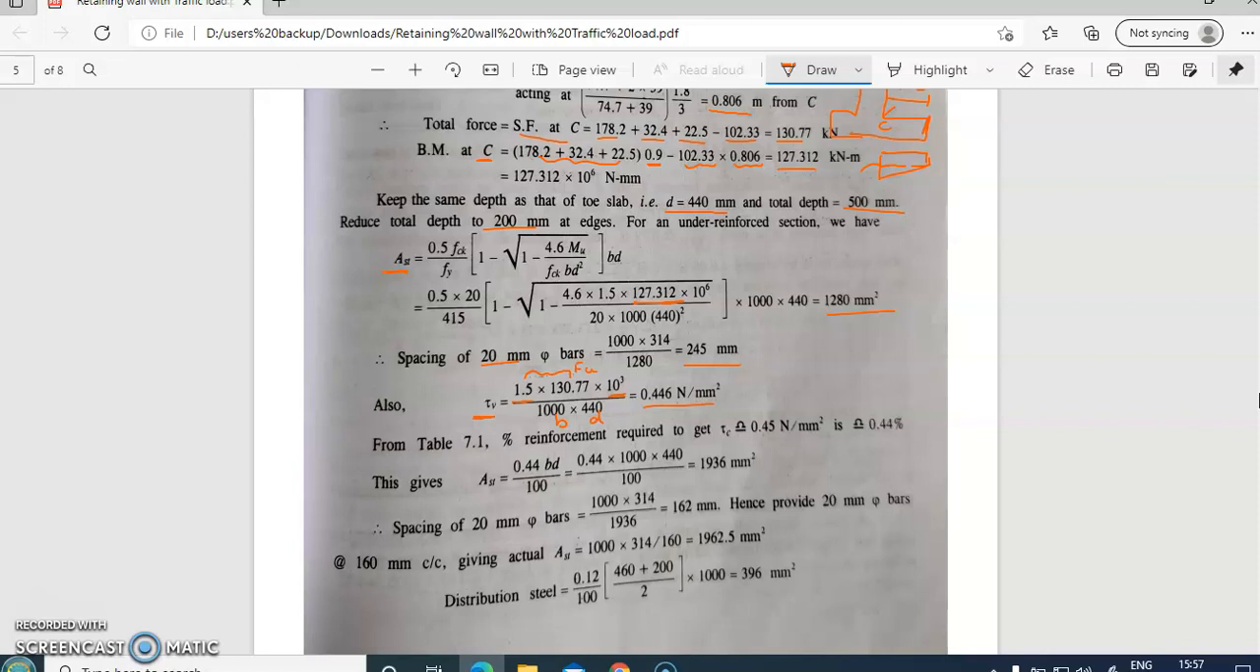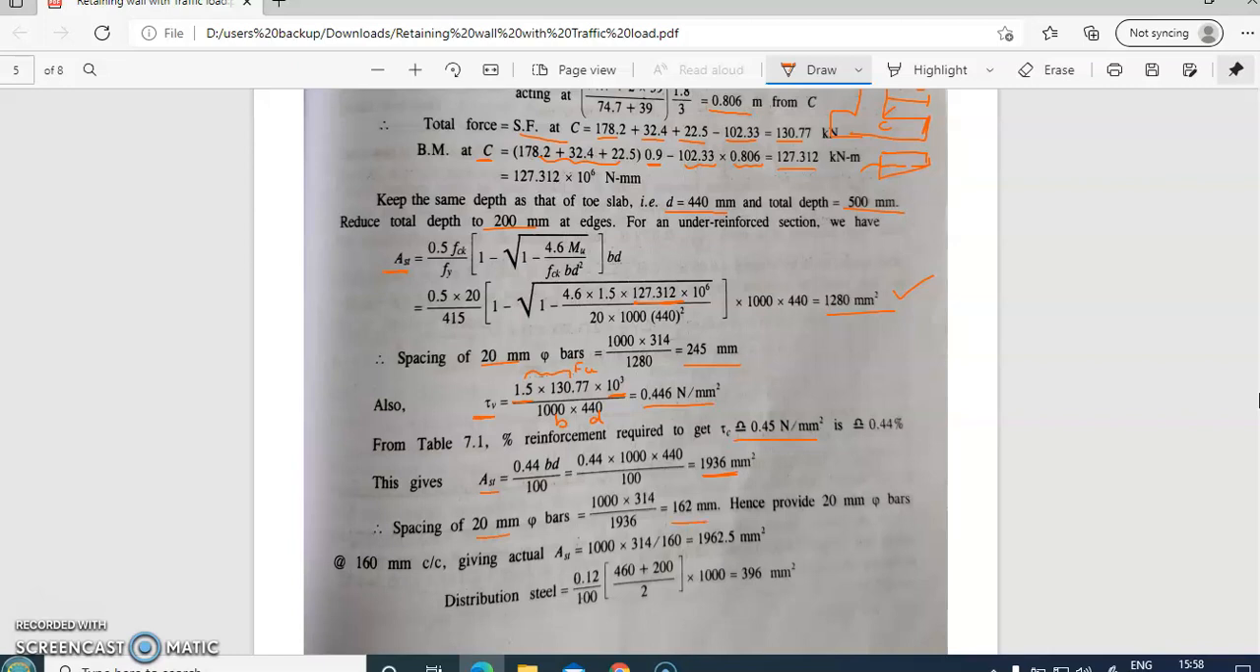So calculating the percentage of reinforcement required to get tau C as 0.45 Newton per mm square, area of steel required as per the inverse calculations from table 19 is 0.44 bd upon 100. So initially what we got here as per the moment is 1280, and what is required to make it safe in shear is actually 1936 mm square. So let us provide 20 mm bars at 162 mm.